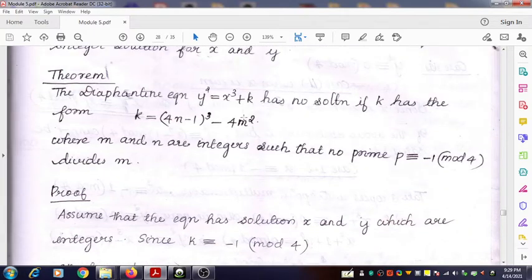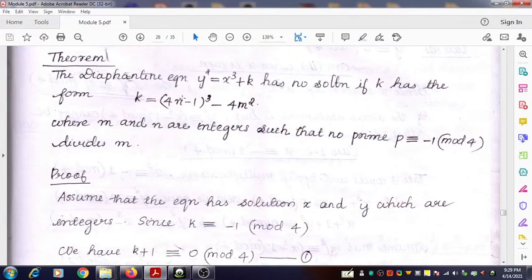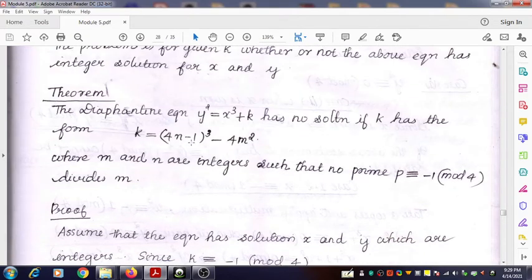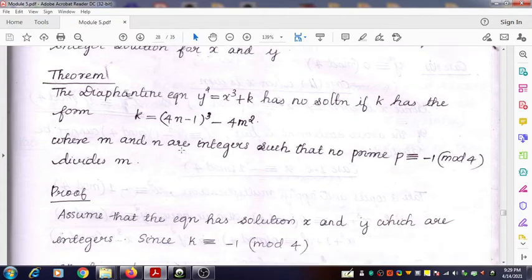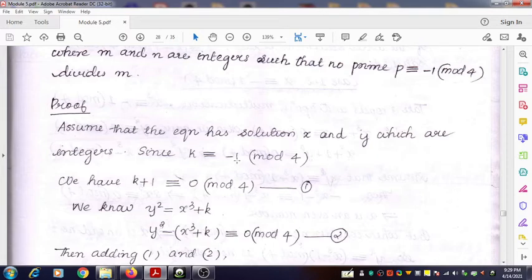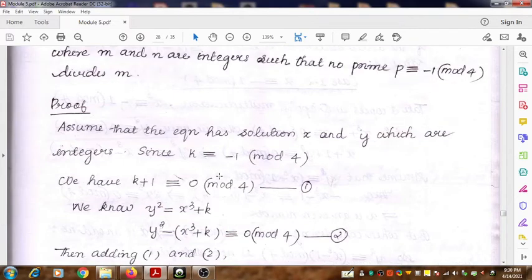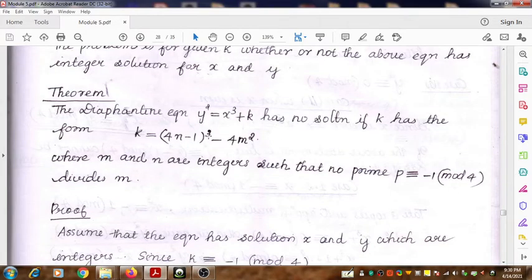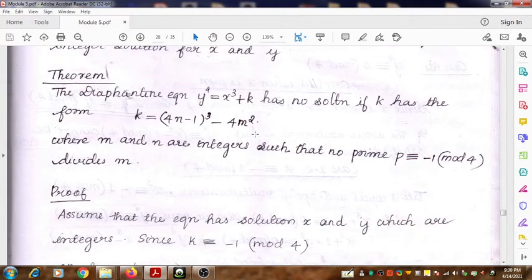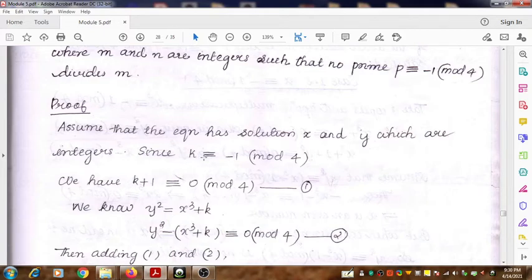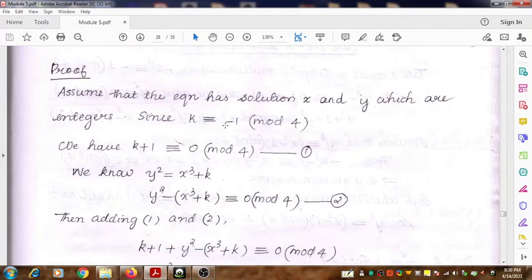According to the nature of the number k given here, when you expand the expression for k, you can see that k is congruent to minus 1 mod 4. This is a fact that can be verified, and it means k plus 1 is congruent to 0 mod 4. In order to verify this, you can expand the expression in its full form, and that tells us that k is congruent to minus 1 mod 4.